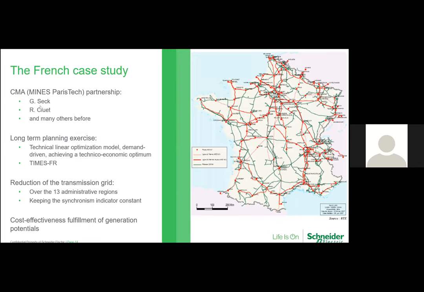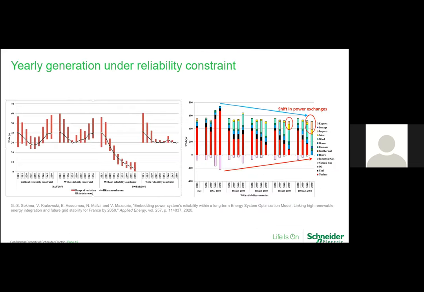These results were obtained by Gondia and Raphael Clouet and many others before for their contribution, and are obtained mainly by under times FR modeling. I have just two slides to introduce the kind of result obtained within this modeling: if we consider now the possibility of a 100% renewable power system for France, first of all, due to the intermittency and the decommissioning of a huge mass in the renewable energy system, we have to constrain the power system in order to be sure we keep enough inertia for the operation of the system.